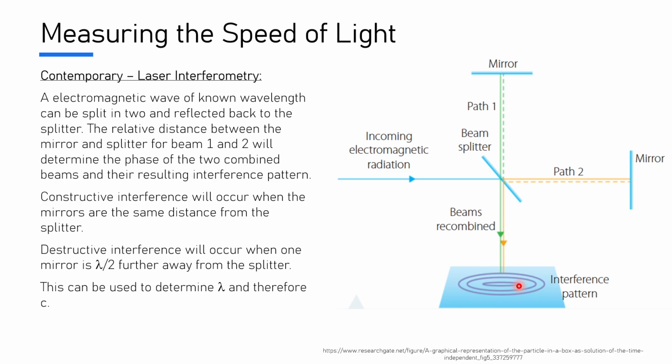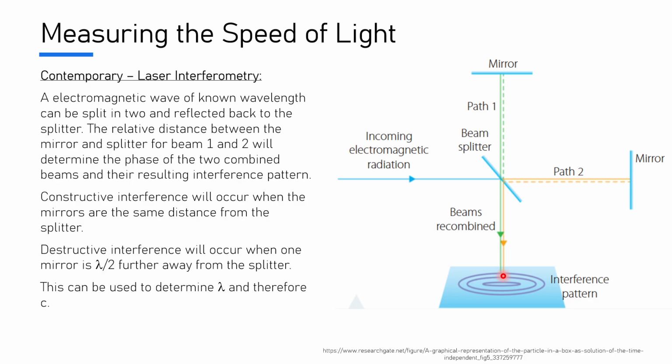Essentially, we can make a few assumptions here. If both mirrors are exactly the same distance away from the beam splitter, then when the waves return, they're going to remain in phase with each other. And if they're in phase and they recombine, what we're going to see is lots of constructive interference and essentially maximum amplitude for the wave.